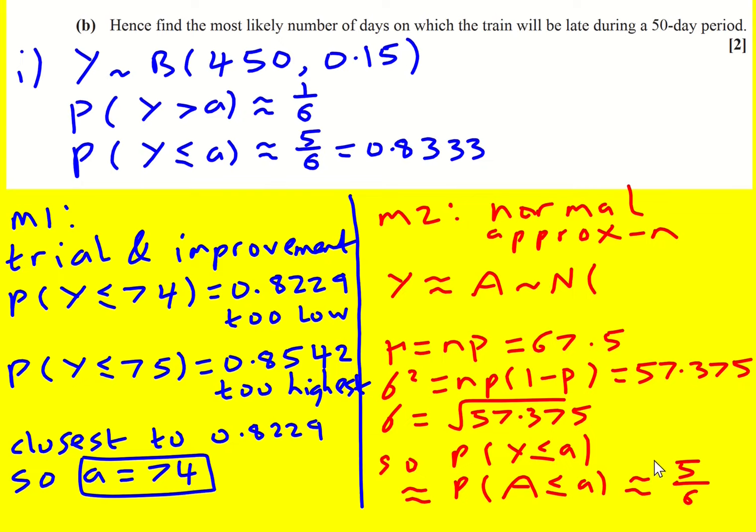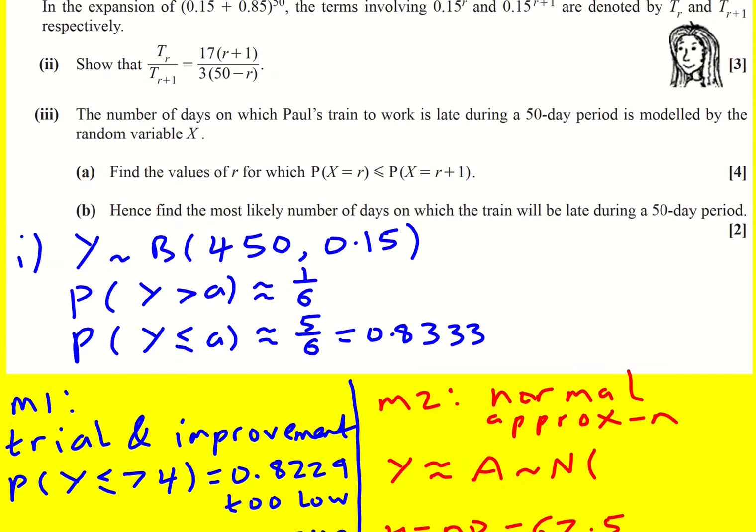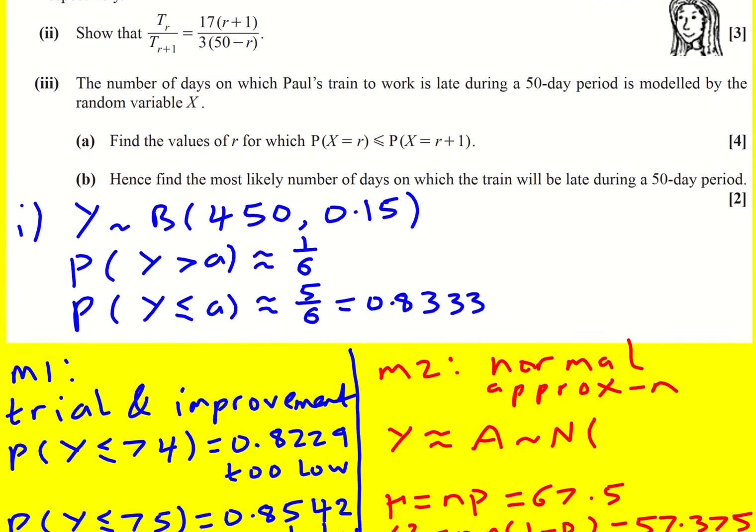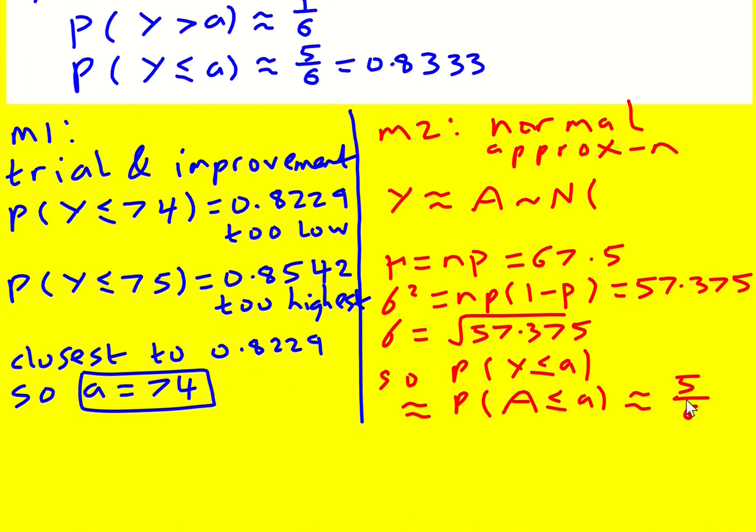Now, I just want to mention one thing. Technically, when you go from a binomial to a normal, you should do a continuity correction because you're going from discrete to continuous. There's a few reasons why I'm not going to do it in this case. One, it's only 3 marks. There's no way we expect you to do a continuity correction here. Two, this is an approximation question. It's just that the probability is approximately 5/6.